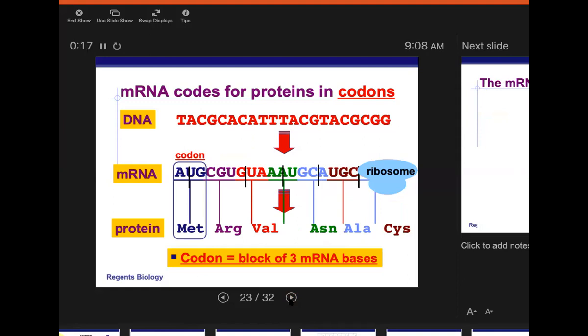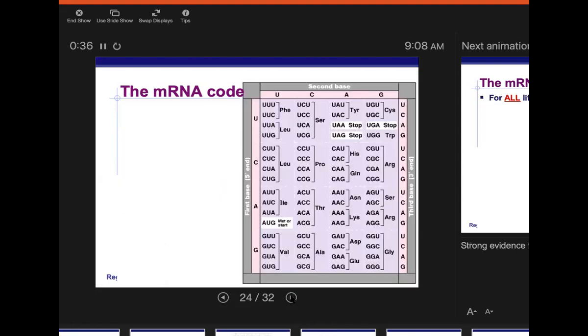So a codon equals a block of 3 mRNA bases. You can write that down. Ignore this picture because the lines are not adding up correctly. I will have to fix this. All right. So how did I get these amino acids? Well, this is the codon chart. There's a chart and there's a wheel. I'm going to give you both so that you can practice both and see which one you prefer.